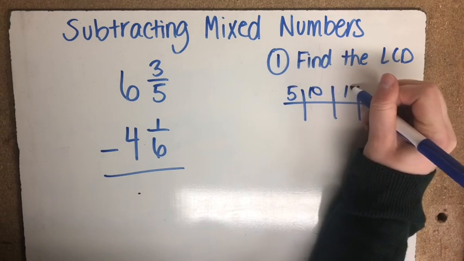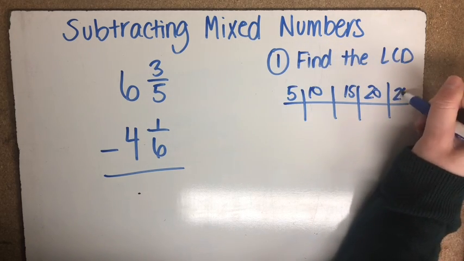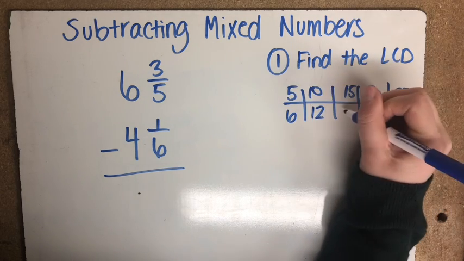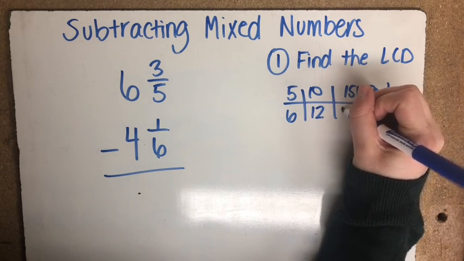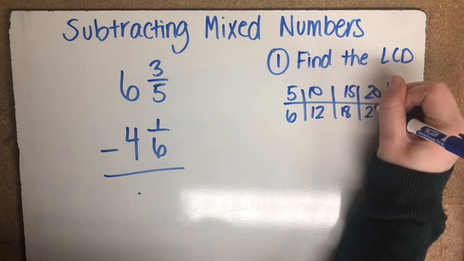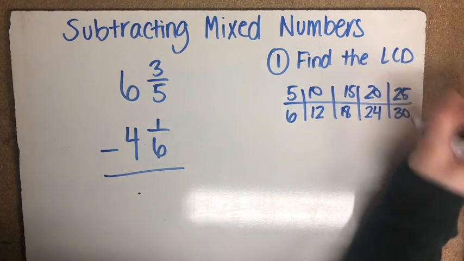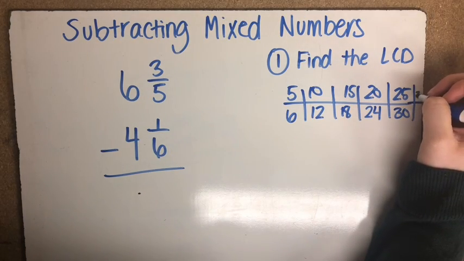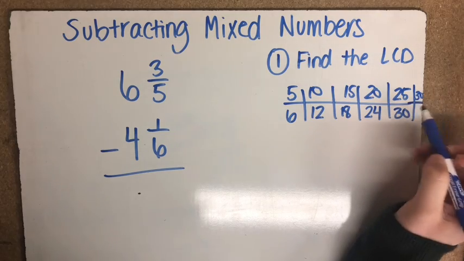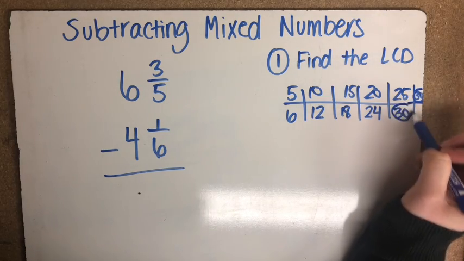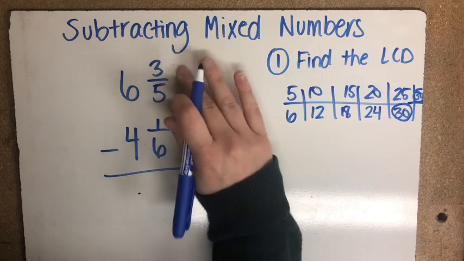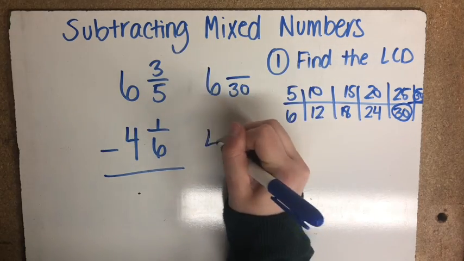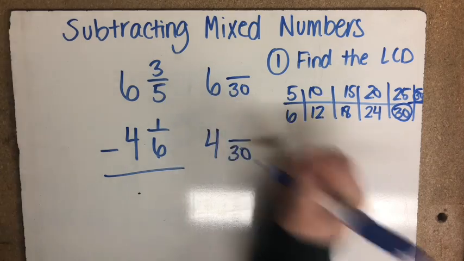5, 10, 15, 20, 25, 6, 12, 18, 24. Oh, I don't have anything yet. Let me keep going with my 5s. If you notice, 30 comes after 25, so 30 is my common denominator here. Okay?